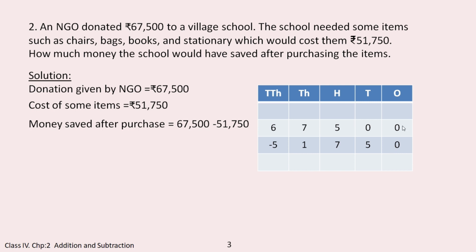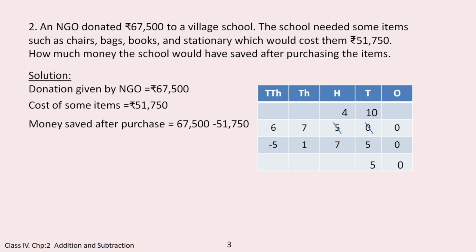Starting from the extreme right, 0 minus 0 will give me 0. 0 minus 5 not possible. So borrowing next door, 5 will be reduced to 4 and this 0 will be 10. It will be 10 as you are stopping here. Now subtracting 10 minus 5 is 5, 7 minus 4 will give me something.